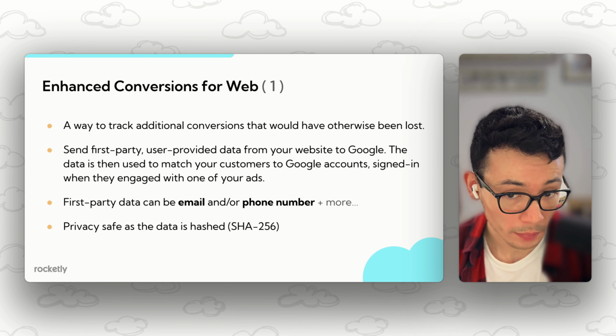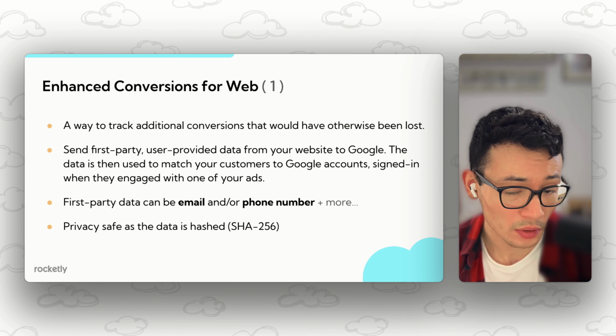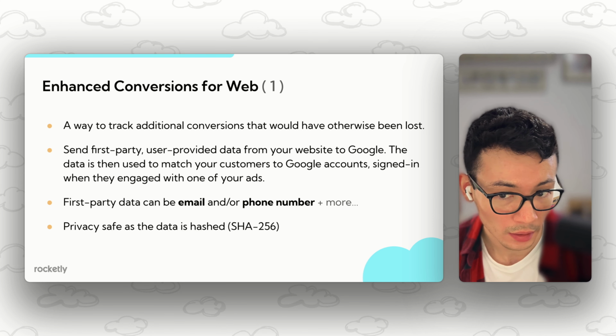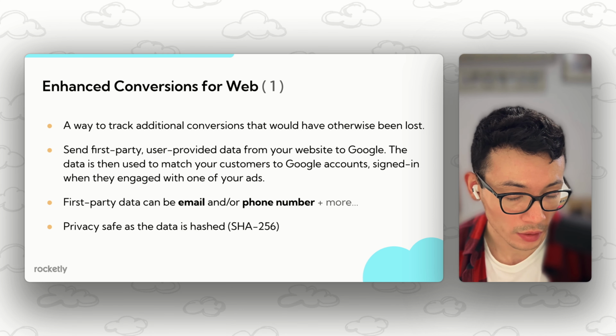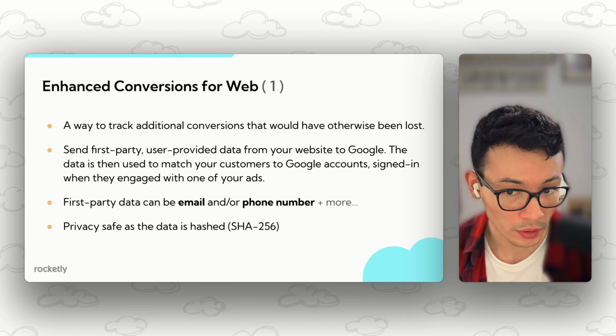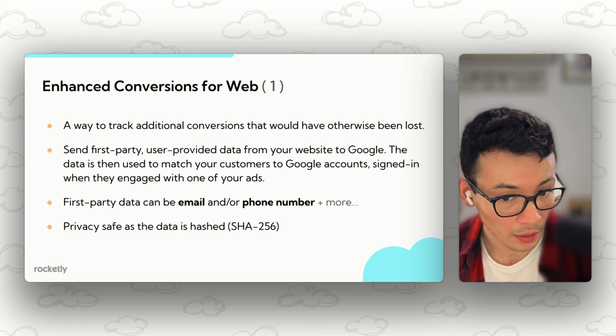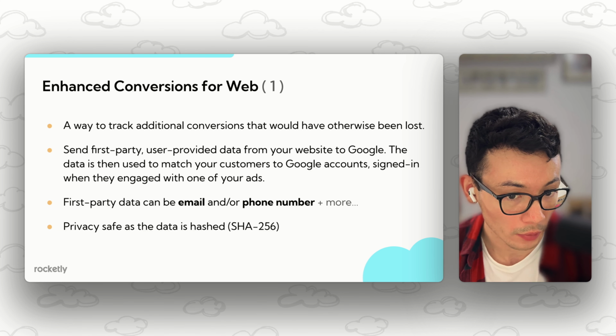It also sends first-party user-provided data from your website to Google. The data is then used to match your customers to Google's accounts, so Google's databases, and they can check whether that user was signed in and if they engaged with one of your ads. Examples of first-party user-provided data would be an email address and or phone number. There are other fields as well, like the address of the user, if it's an e-commerce purchase. But in most cases, it will normally be either the email address or a phone number.